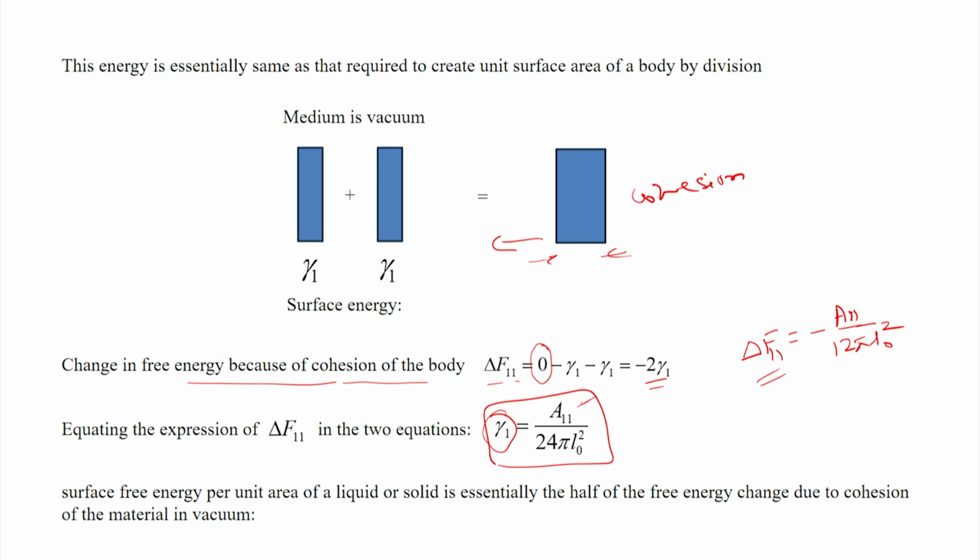So, if you ask how much energy is required to break a material into two pieces, this is a thermodynamic quantity. Thermodynamically, the amount of energy required is associated with the amount of surface that is being formed, and per unit area of surface formed, it will be gamma 1 amount of energy. So, two surfaces, so 2 gamma 1 will be the energy required per unit area of the new surface that is created. So, surface free energy per unit area of a liquid or solid is essentially half of the free energy change due to cohesion of the material in vacuum. That is the idea here.